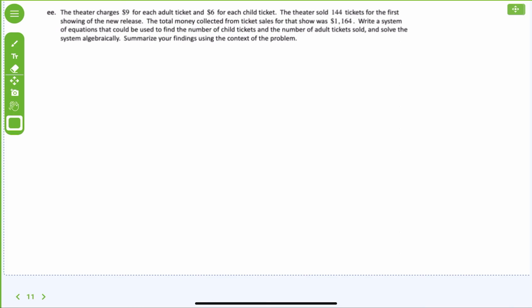Okay, so here we go. We've already done the hard part. What is $9 for the A plus $6 for the C? And that's going to equal, since we're talking about dollar amounts, 1,164. And we know that A plus C is equal to 144, right? They sold 144 tickets. Now, all we have to do is solve this algebraically. Simple, right?